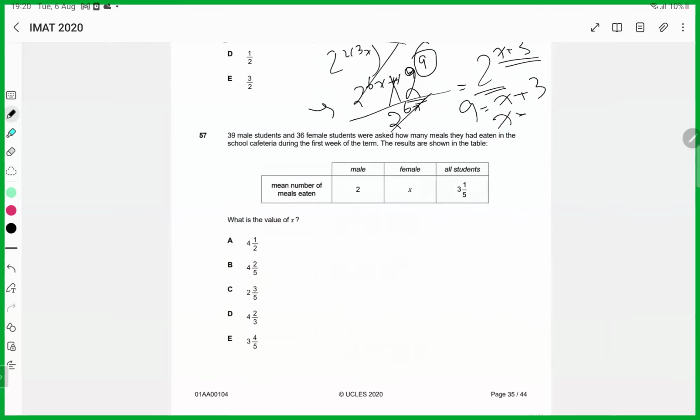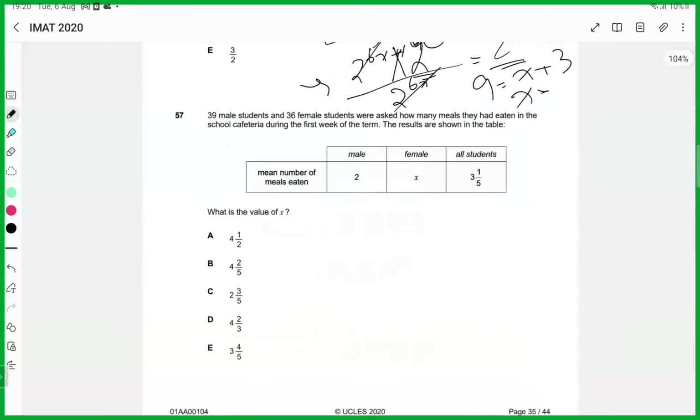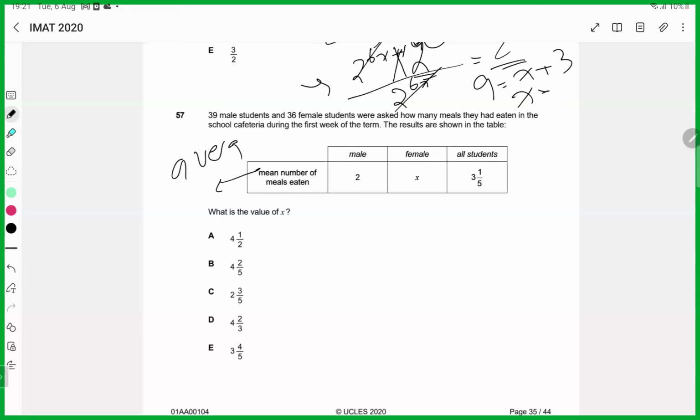57. 39 male students and 36 female students were asked how many meals they had eaten in the school cafeteria, whatever. So we need the mean number of meals eaten. The mean number, the moment you see mean means average. Average is the mean. So we have the mean number or the average number of meals that males ate is 2 and the average number of females is x. And all the students together is 3, 1 over 5.